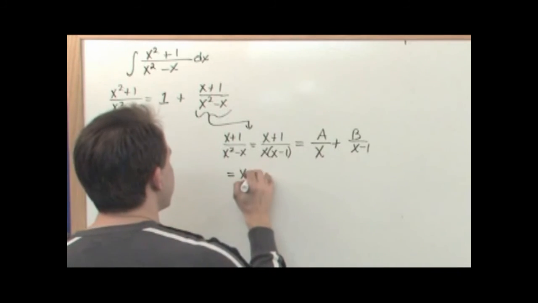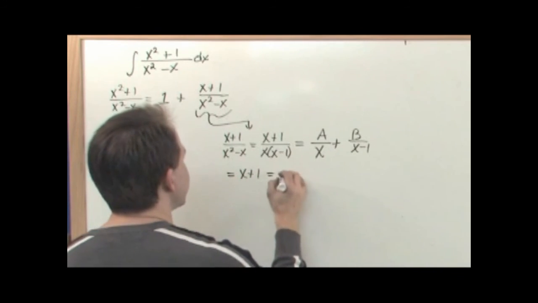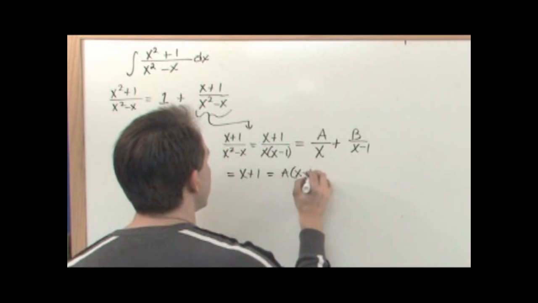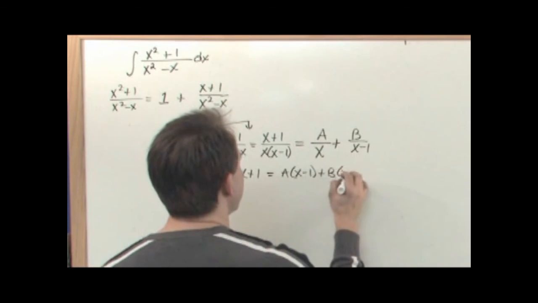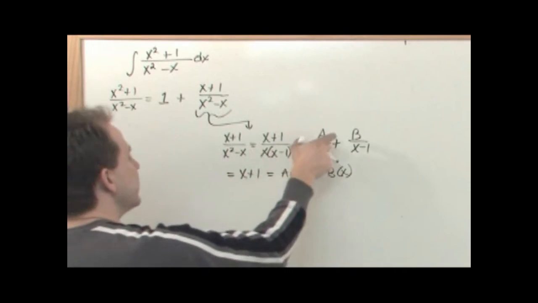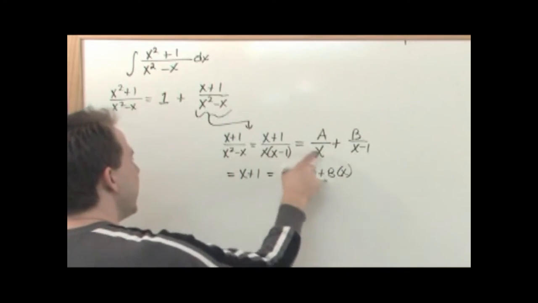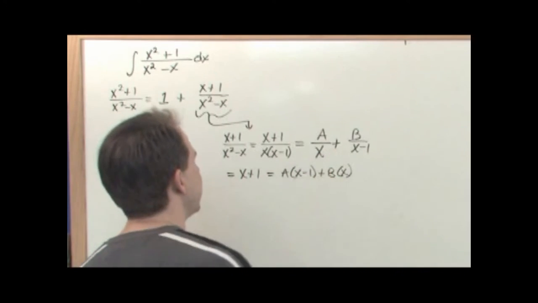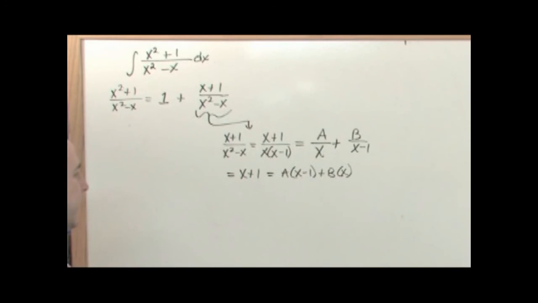So I'm going to have x plus 1 on the top is equal to a times x minus 1 plus b times x. Because multiplying by the denominator gives me some cancellation here with x, giving me x plus 1, and the other cancellation over here. Okay, so now the question is, let me go ahead and choose some cute values of x that help me solve for a and b.